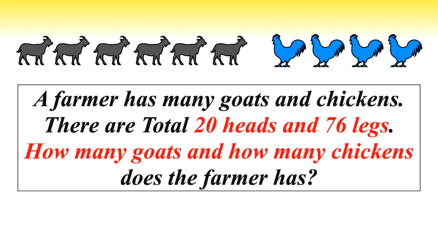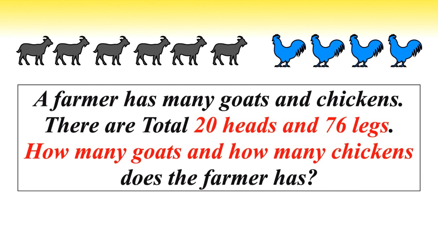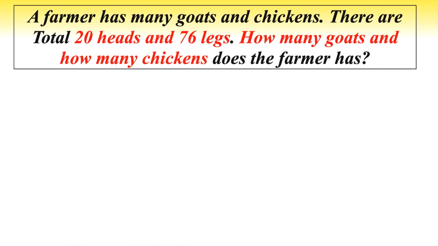A farmer has many goats and chickens. There are total 20 heads and 76 legs. How many goats and how many chickens does the farmer has? This is a math puzzle. Correct method to solve this kind of puzzle is through creating equations.